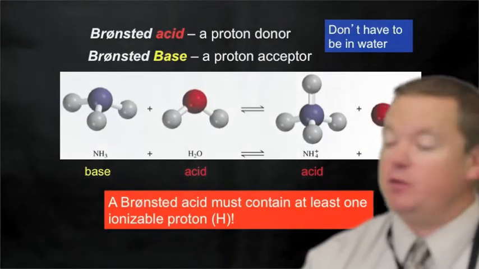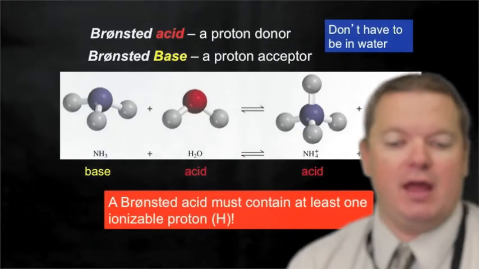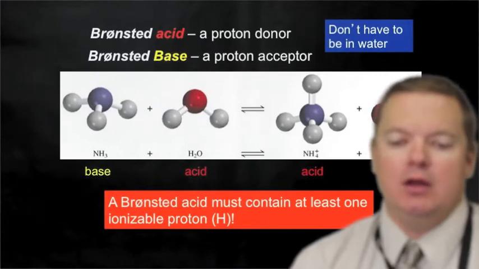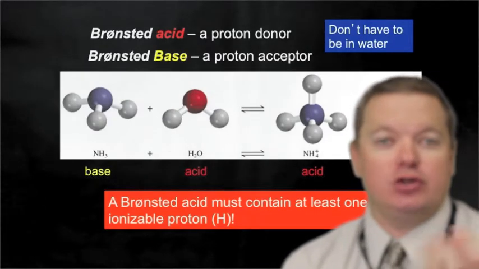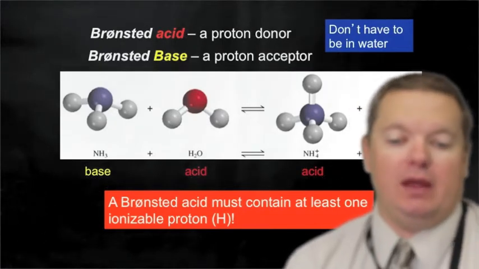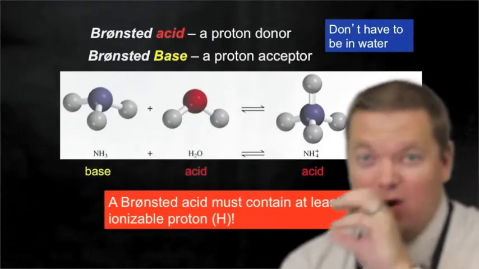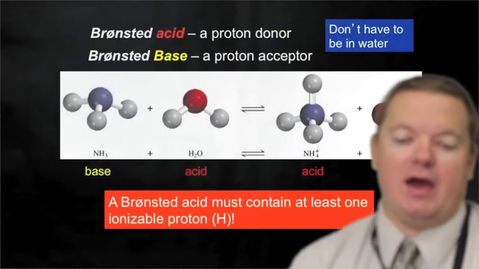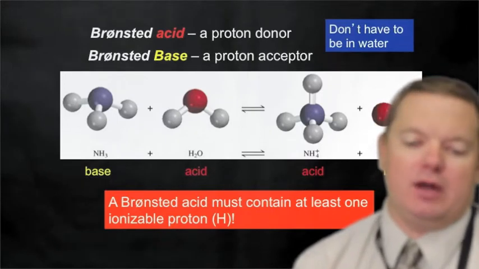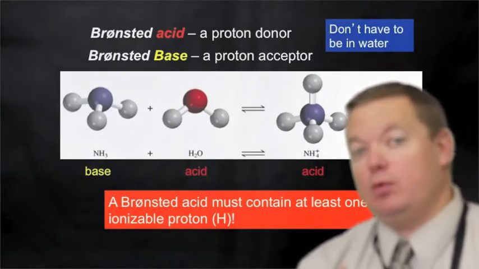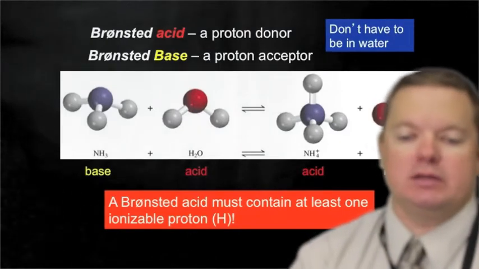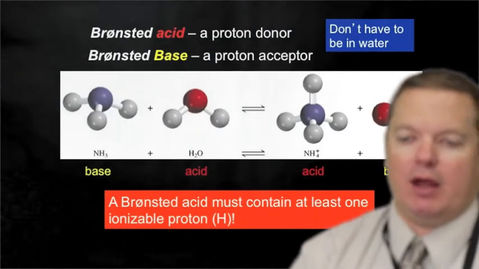So if we look at this reaction here, where we take NH3 plus H2O, water, you'll see that the NH3 is accepting that hydrogen, or that proton, so it would be the base, where the water, the H2O, is donating the proton, so that is the acid. So in all of these definitions, these Bronsted-Lowry acids must contain at least one what we call ionizable proton, one hydrogen that can be lost, that can be donated in the reaction.